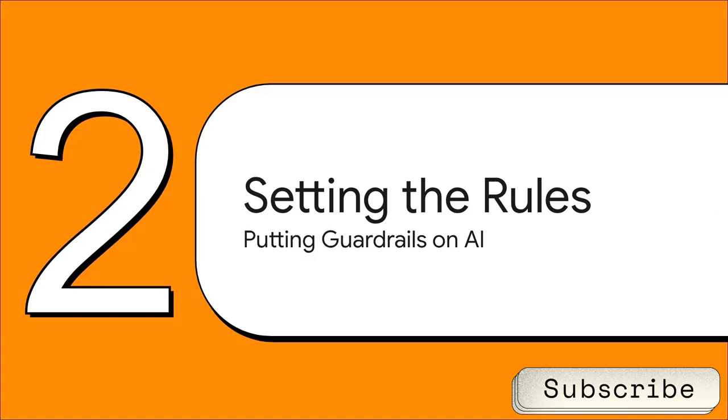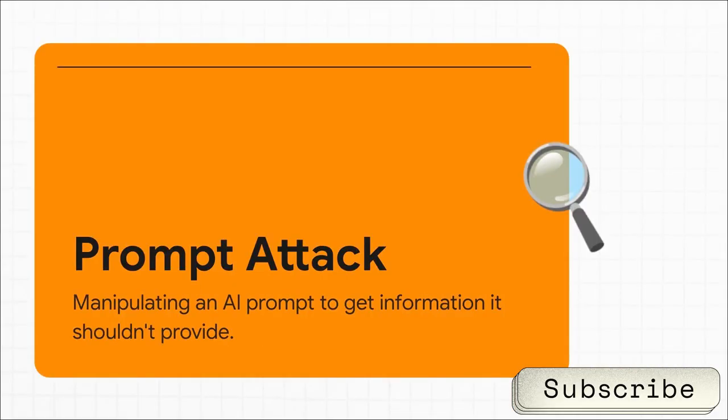So that brings us to our next big topic, setting the rules, or as Bedrock calls it, putting guardrails on AI. This is the feature that lets you make sure your AI behaves itself. It's basically like setting up the rules of the road for your AI to follow. So to really get why guardrails are so critical, you need to know about something called a prompt attack.